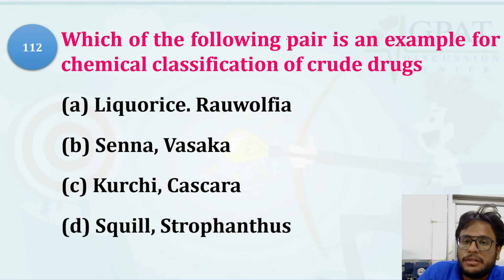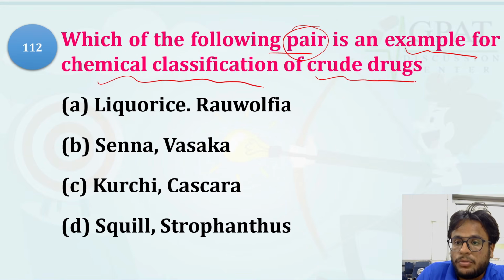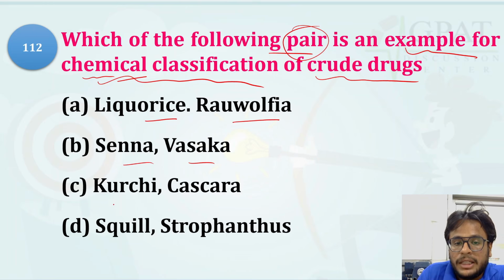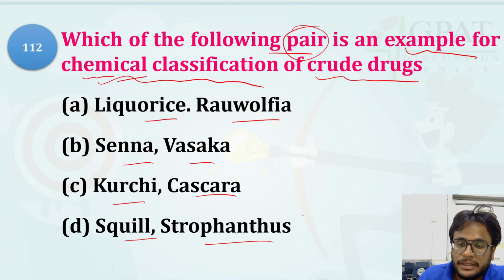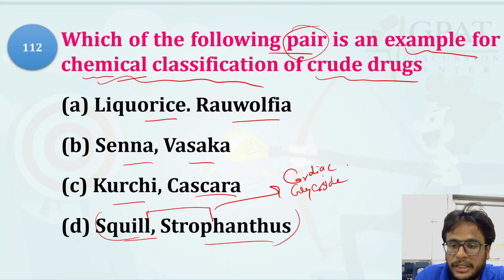Moving towards our next question: which of the following pairs is an example of the chemical classification of crude drugs? We can also modify that question and say the pharmacological classification of the drugs. Option A is licorice and Rauwolfia, option B is Senna and Vasaka, option C is Curcuma and Cascara, and option D is Squill and Strophanthus. From all of these, the only plants having the same characteristic are squill and Strophanthus. Both belong to the category of cardiac glycoside. So D is going to be the correct answer.